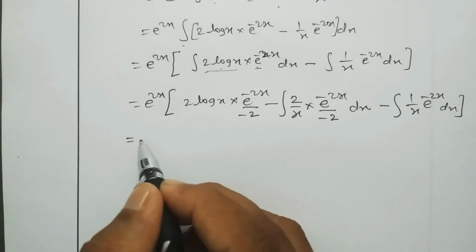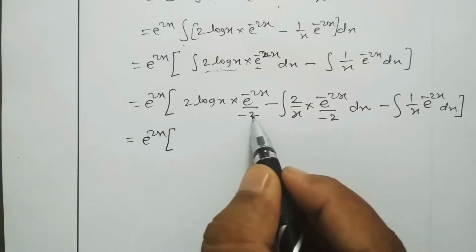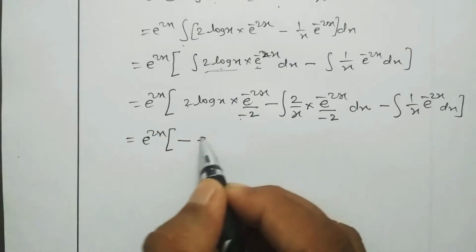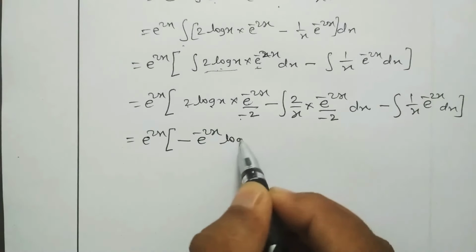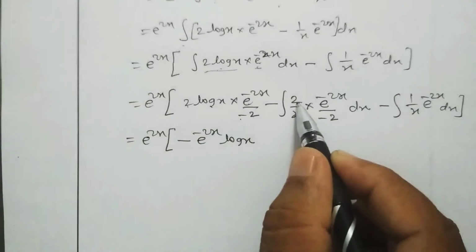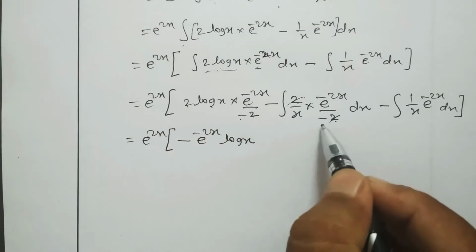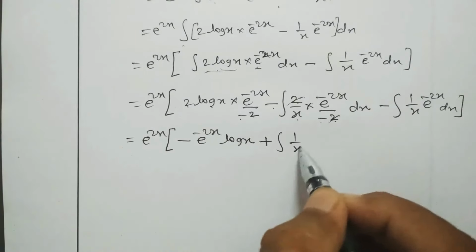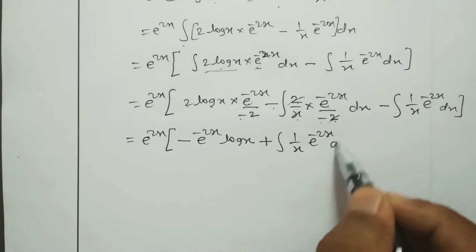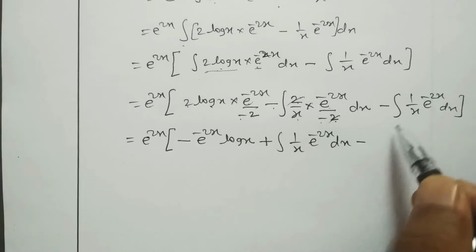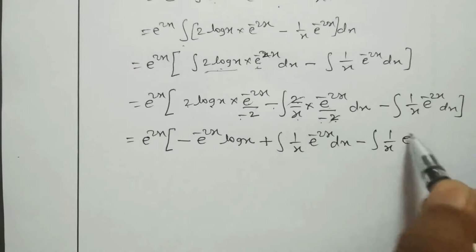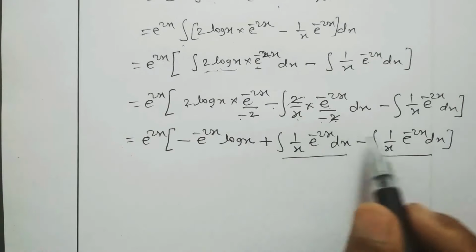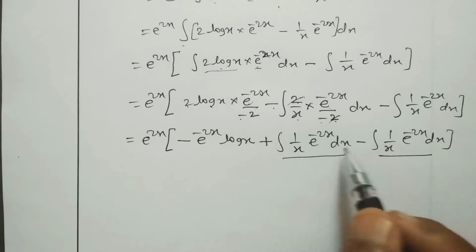Now this is equal to e raised to 2x as it is. Now this 2 and this 2 get cancelled, we will get this minus sign, this is minus e raised to minus 2x and this log x. Now this 2 and this 2 get cancelled and this minus sign comes outside, it becomes plus, integration of 1 upon x, e raised to minus 2x dx, minus the last term, integration of 1 upon x e raised to minus 2x dx. So see, the second term and last term are both the same, one is positive, the other is negative, so they cancel.